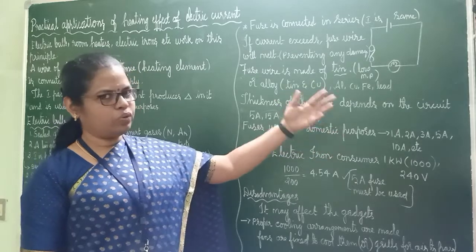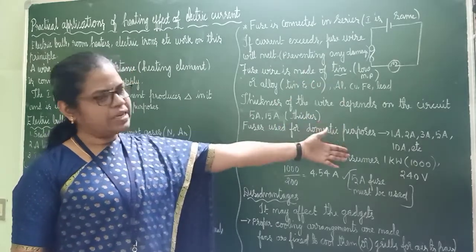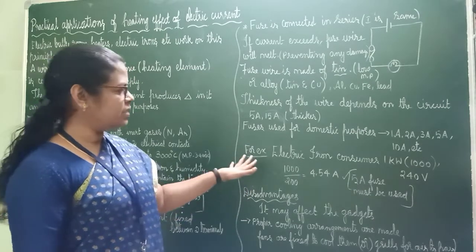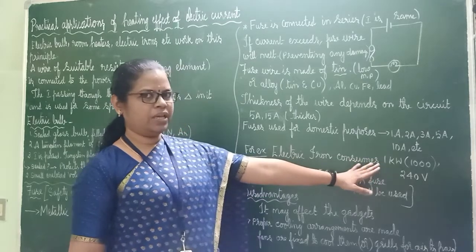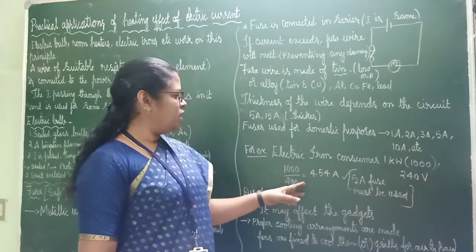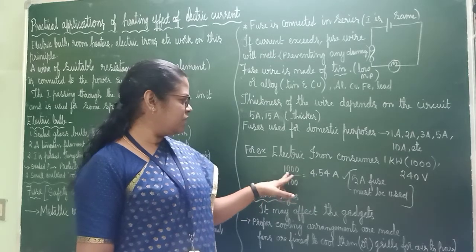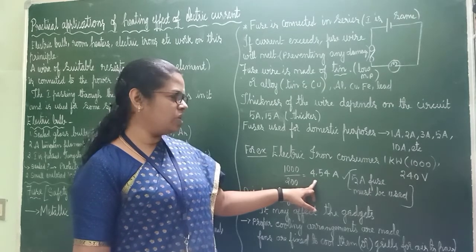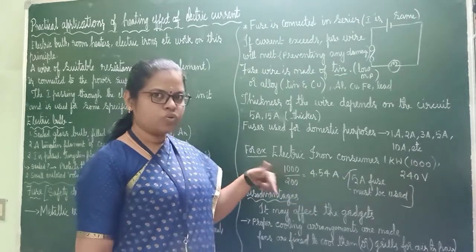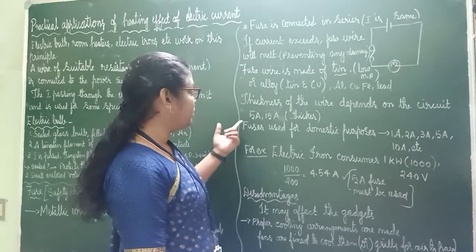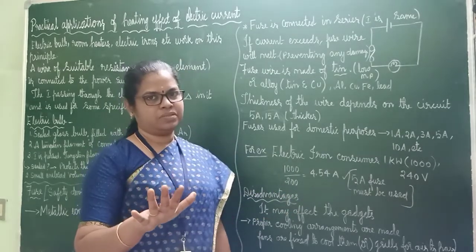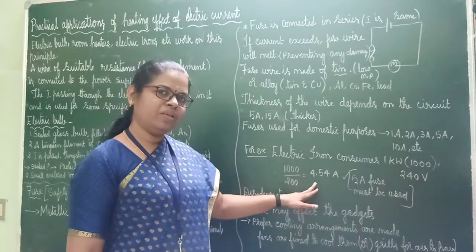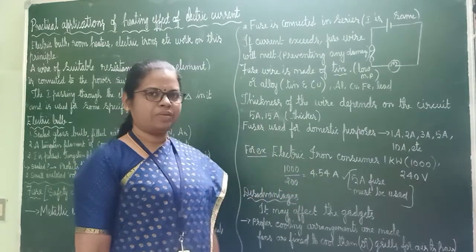The fuses we are using may be 1 amp, 2 amps, 3 amps, 5 amps, 10 amps, like that we can get different types of fuses. Electric iron, for example, consumes 1 kilowatt in a 240 volt circuit. How to find how many amps we need? Current is 1000 by 220, which gives about 4.54. So the current flowing is 4.54 amps. What fuse should be used? A 5 amps fuse should be used. If it is more than 5, then a 10 or 15 amps fuse can be used.